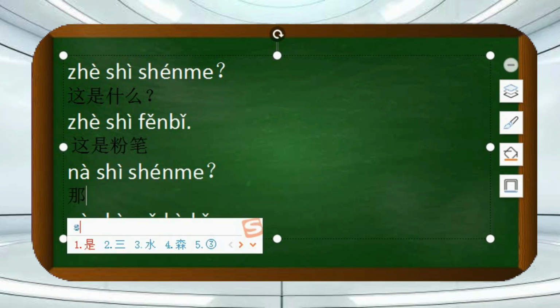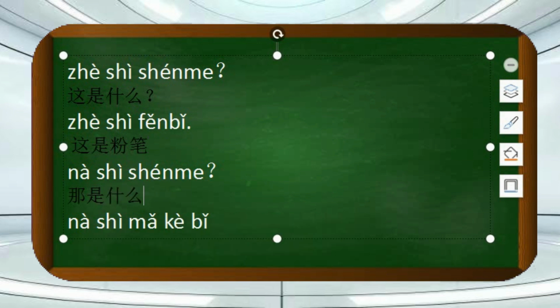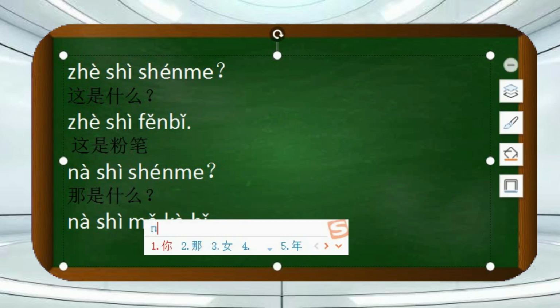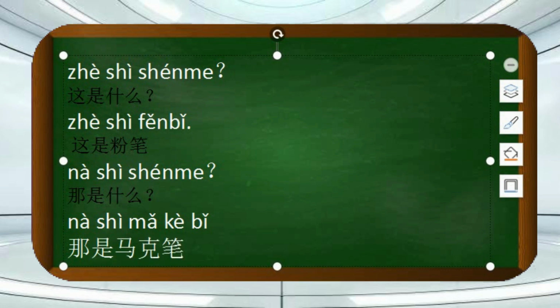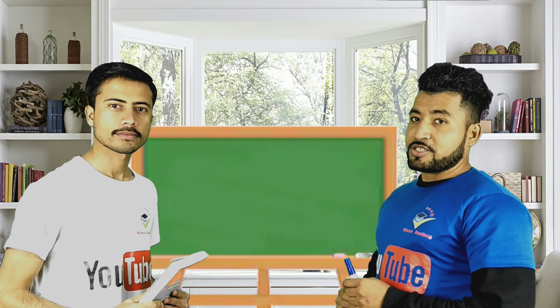那是什么 What's that? 那是马克笔 That is marker. 那是马克笔。这是什么 What's this? 这是粉笔 This is chalk. 那是什么 What's that? 那是马克笔 That is marker. Now comes to the conversation session.